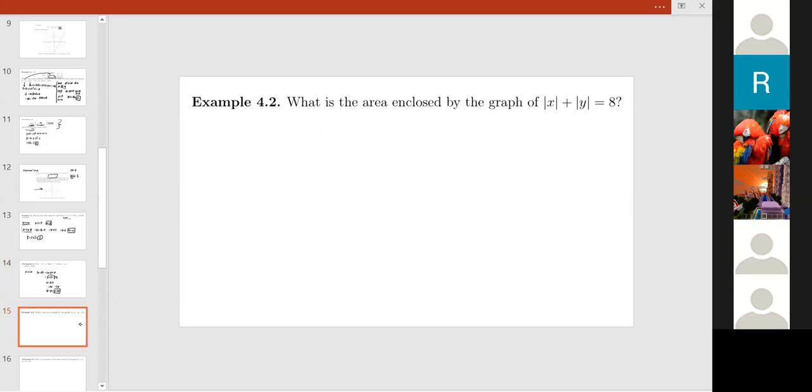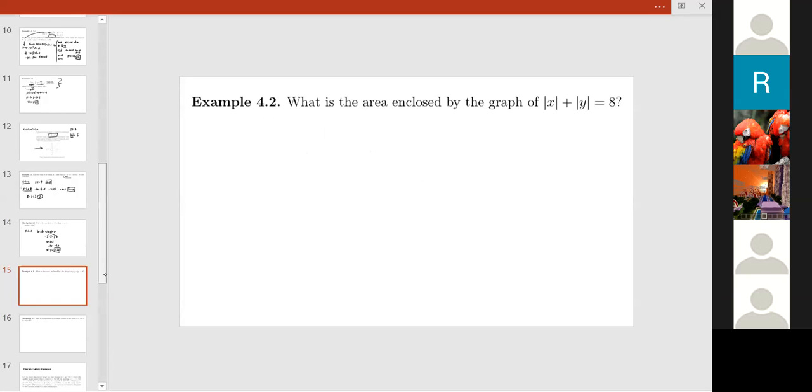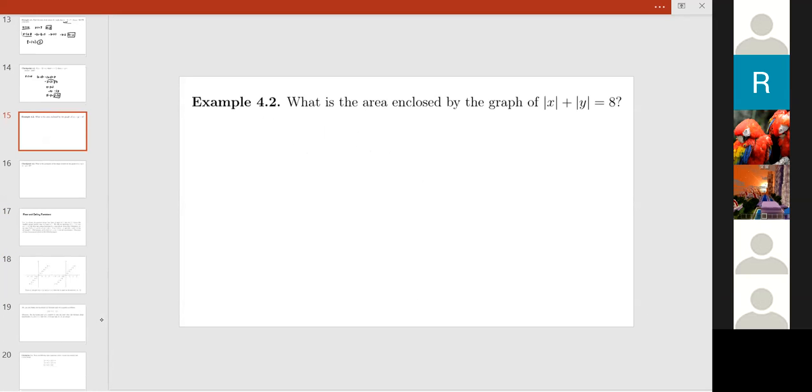Now let's look at the following example. We want to find the area enclosed by the graph of the absolute value of x plus the absolute value of y is equal to 8. Again, we want to take cases for when each part inside the absolute values is greater than or equal to 0 or less than 0. So we can make a table. We have greater than or equal to 0, greater than or equal to 0. So there's going to be 4 cases total.